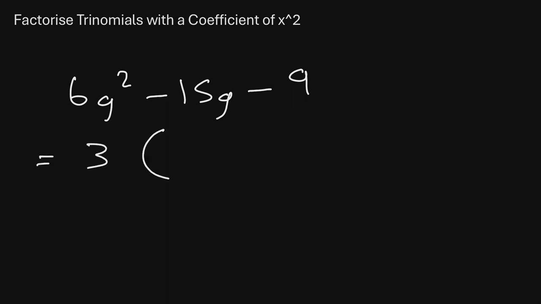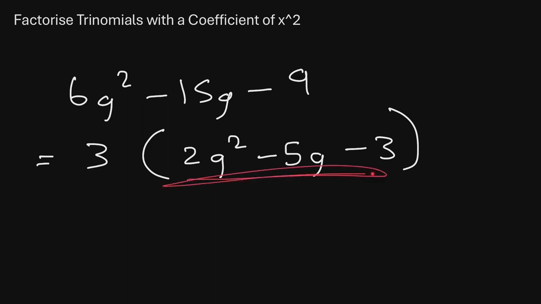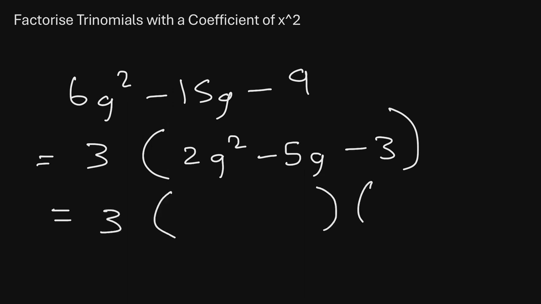To say now the first term divided by 3, so 6 divided by 3 is going to give us 2g². And therefore negative 15 divided by 3 is going to give us negative 5g. And therefore negative 9 divided by 3, that is going to give us negative 3. So after taking out a common factor, we have a simplified trinomial. So then we can factorize this trinomial. So we are going to say 3, and then we have a trinomial, so we open 2 brackets.